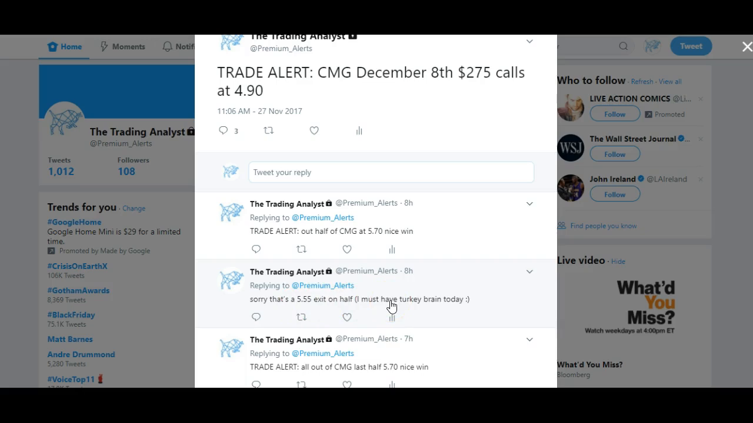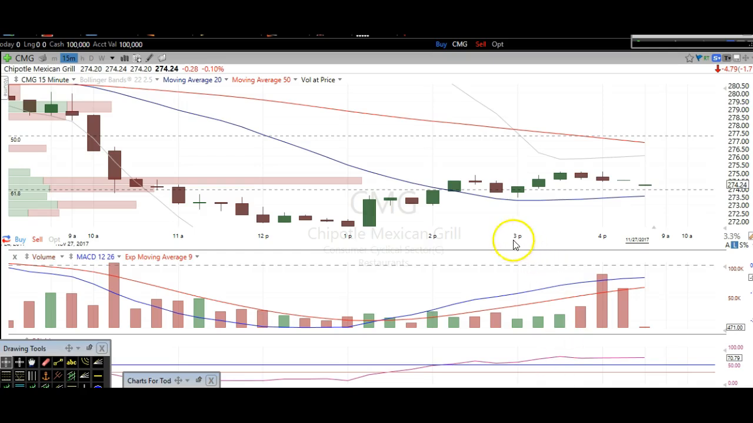That's about what, a 20% gain on that half right there. And I blamed it on turkey brain. Ate a lot of turkey last week. Actually, I ate a lot of turkey yesterday and the day before that, and the day before that we got a lot of leftovers.